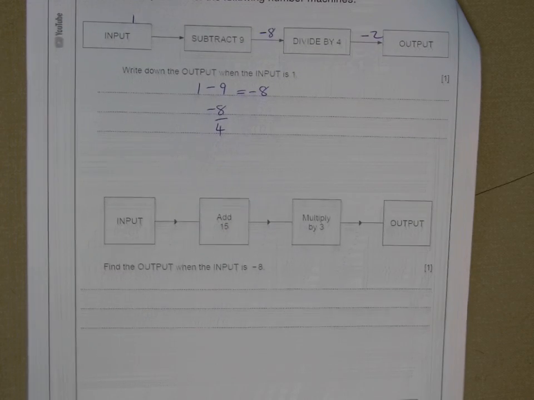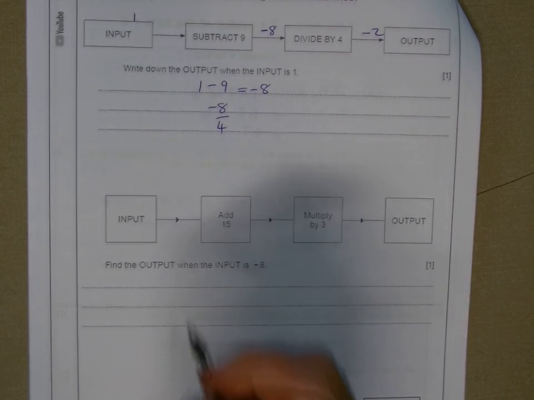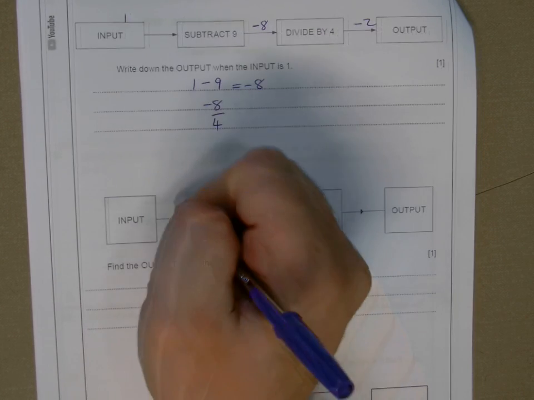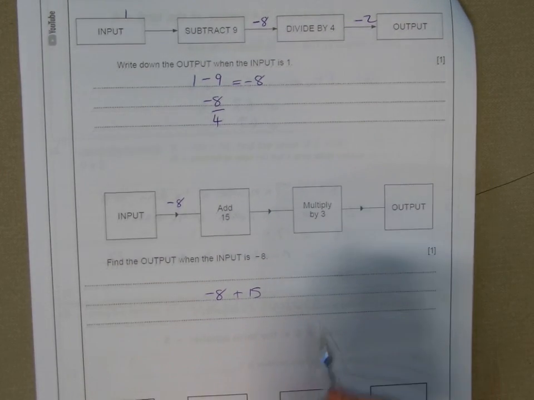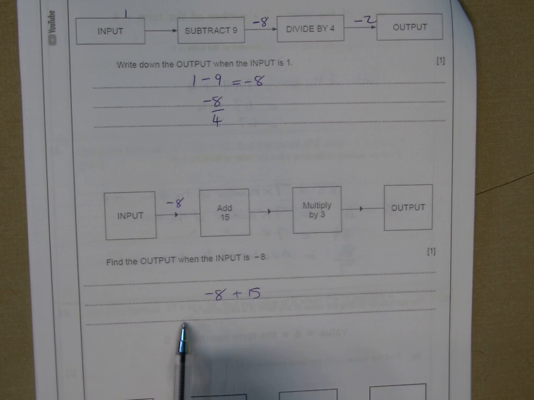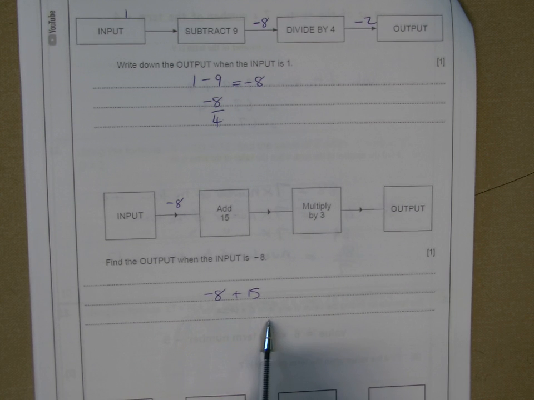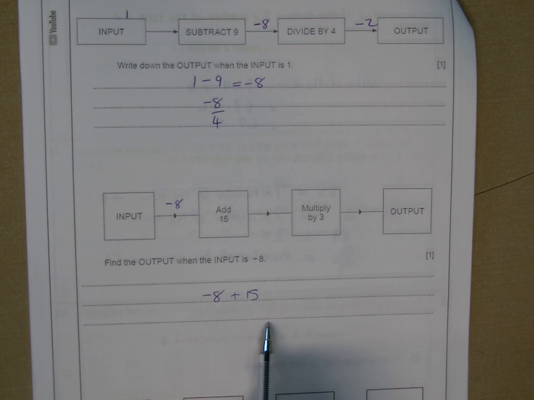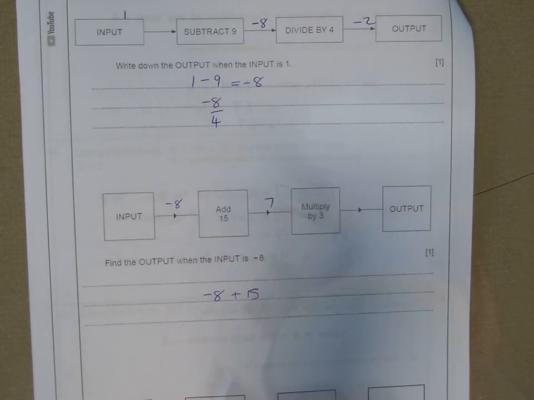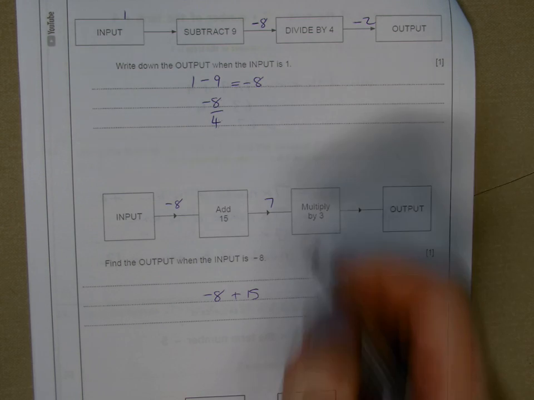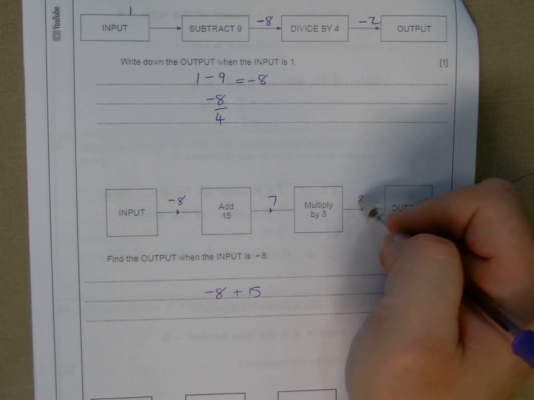Second one then, it says find the output when the input is minus 8. So minus 8 is the input. It says add 15. So if I add 15, use a number line. Start at minus 8, go to 0, that takes you up 8, doesn't it? And then we need to go another 7. So we end up being at 7 when we add 15. And then it says to multiply by 3, so we get 21.